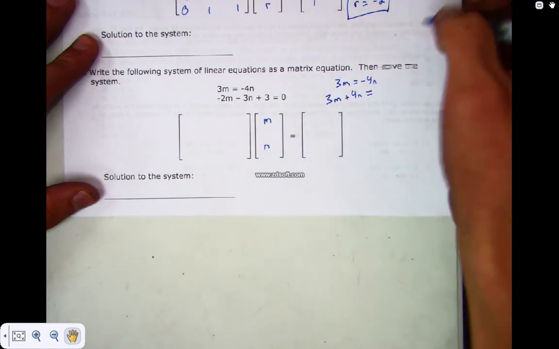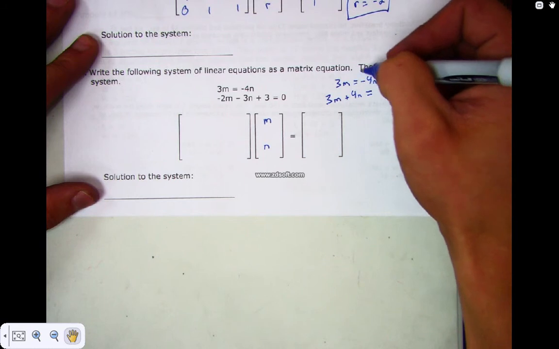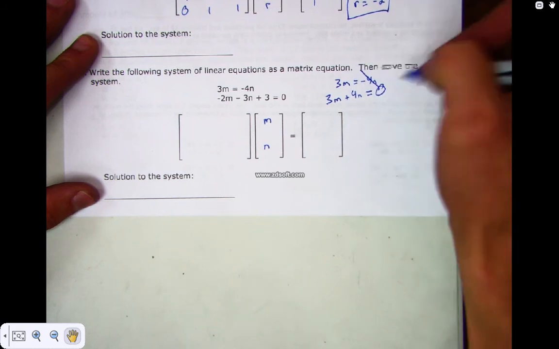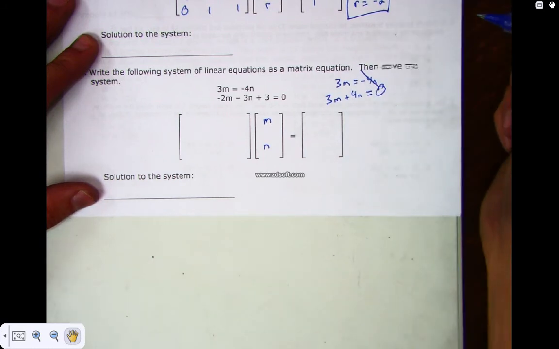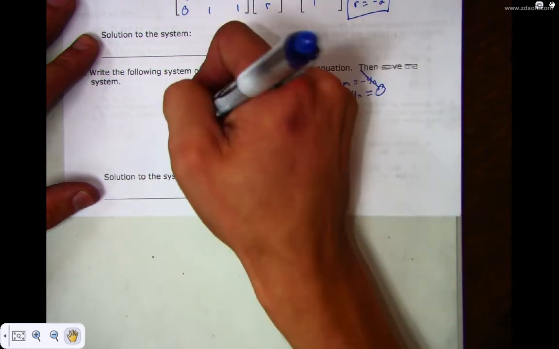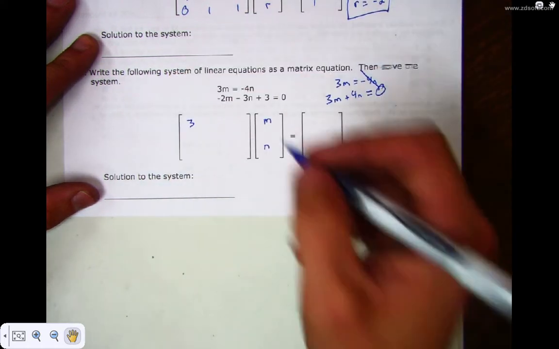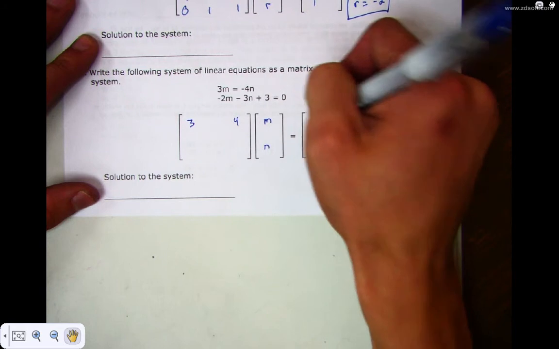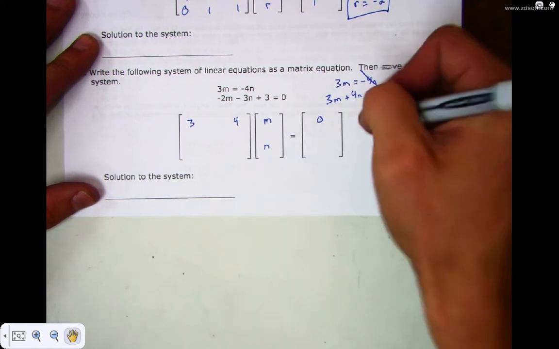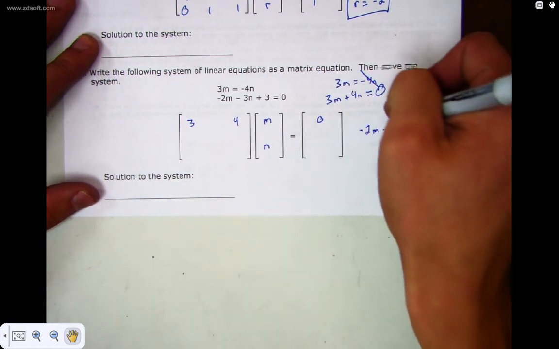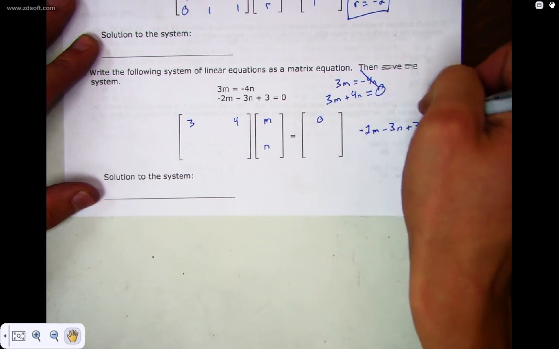Then on my right side, I'm going to be left with that canceling, which is going to be 0. So my top equation is going to be 3m plus 4n equals 0. Now my other one, negative 2m minus 3n plus 3 equals 0.